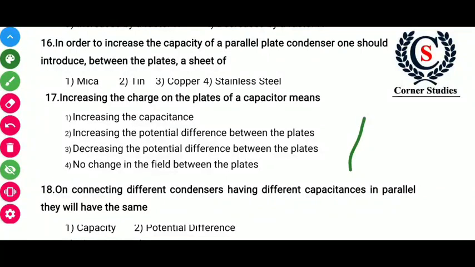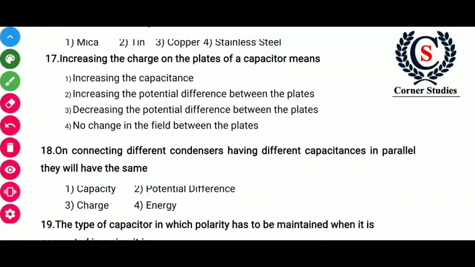Next question. Increasing the charge on the plates of a capacitor means: increasing the capacitance, increasing the potential difference between the plates, decreasing the potential difference between the plates, no change in the field between the plates. Answer: the second one, increasing the potential difference between the plates.